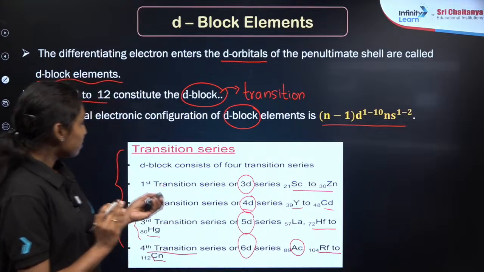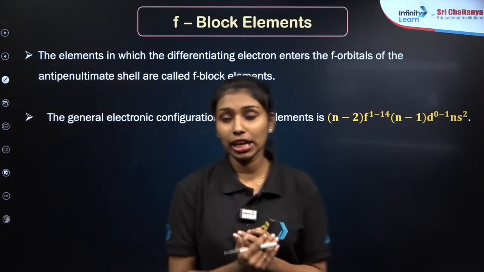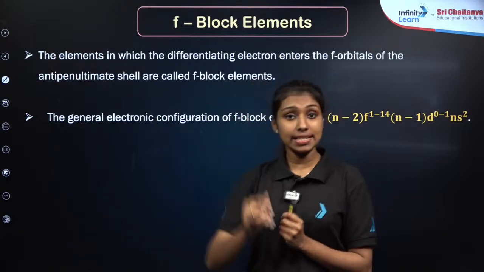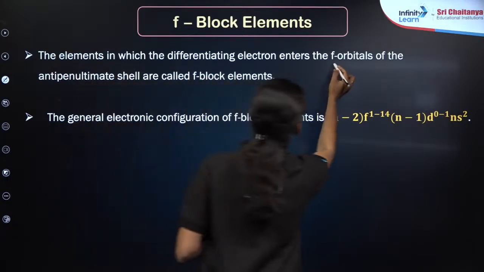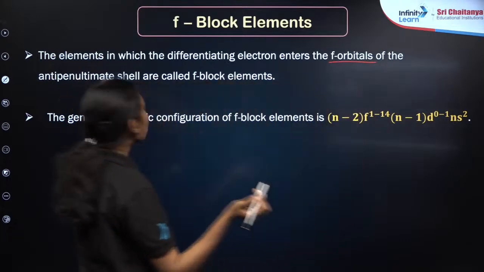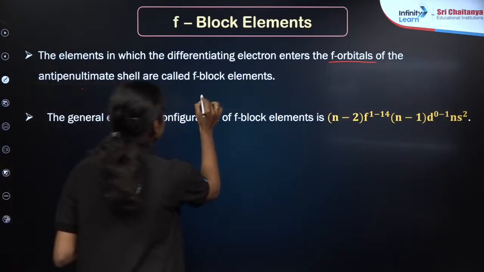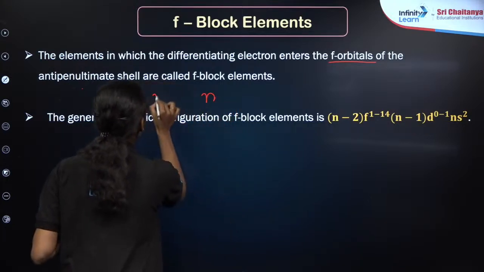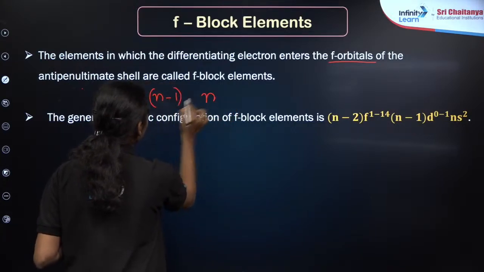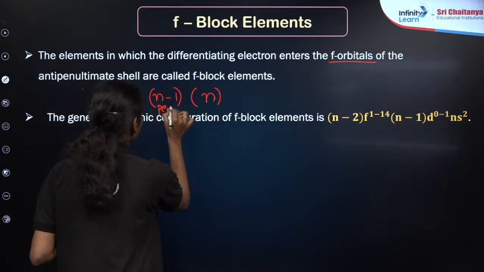Okay, now finally, let me move to the last block of elements, that is f block elements. As we already know, the last electron always enters into the f subshell, right? It will always enter into the f orbitals or f subshell of the antepenultimate shell. What do you mean by antepenultimate shell? If this is our outermost shell, n, then n minus 1 will be the penultimate shell, right? Just inside it, this is the penultimate shell.